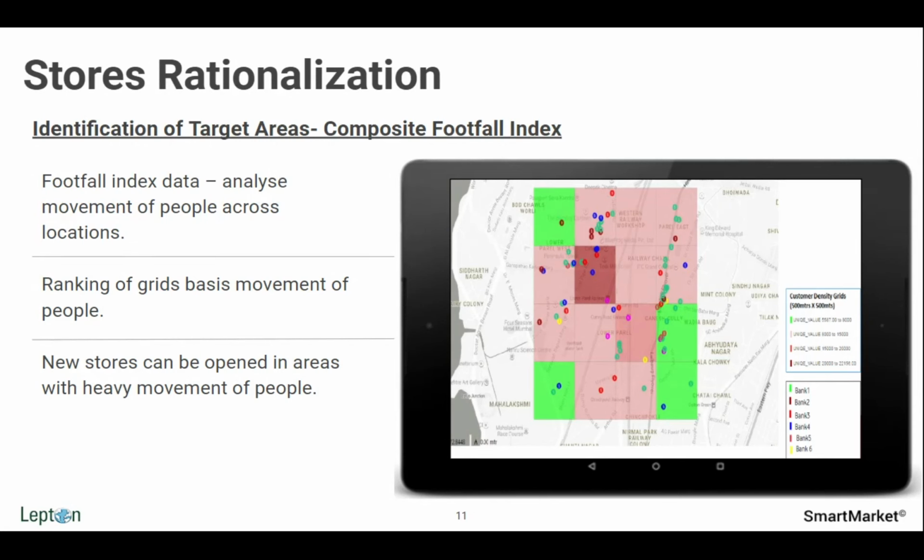So this comes from telecom data. As a matter of fact, Lepton has an exclusive partnership with Vodafone Idea for their telecom data, and it helps in understanding what is the amount of data getting consumed across different localities in a city, or what is the amount of people at any given point of time in a grid.